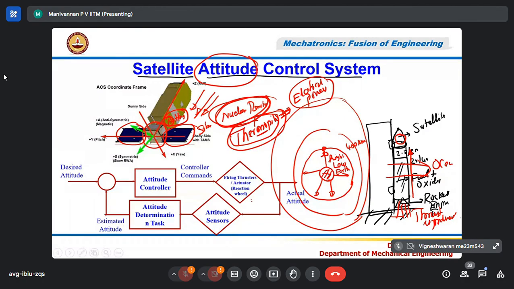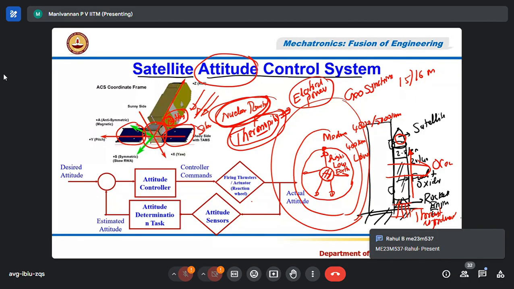Now, the next thing I want to talk about is when you launch the rocket, it will take this satellite from the Earth surface, from the launch pad, to 400 kilometers within some 15 to 16 minutes. Right? That is called low Earth orbit. Okay. Next one is medium height, maybe around 4,000 or 5,000 kilometers. The exact number I will tell you maybe in the next slide. Last one is called geosynchronous orbit. These are the 3 different orbits where most of the satellites are launched.